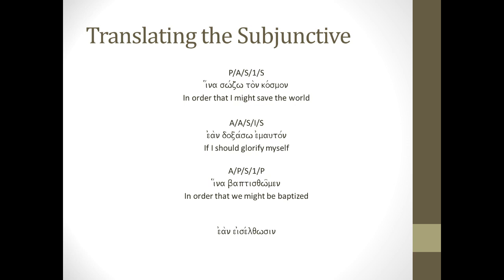Finally, for today, we look at ean eiselthōsin. Again, ean tells us that we have a subjunctive coming up, ean meaning if. Eiselthōsin, I recognize eselthōsin coming from my second aorist. So this is a second aorist active subjunctive third person plural. That's how I parse this. And I would translate, if they should enter. Again, even though it's a second aorist, we don't want to translate it as if they entered or if they might enter. It's just simply if they should enter, talking about the realm of possibility of something that might happen.